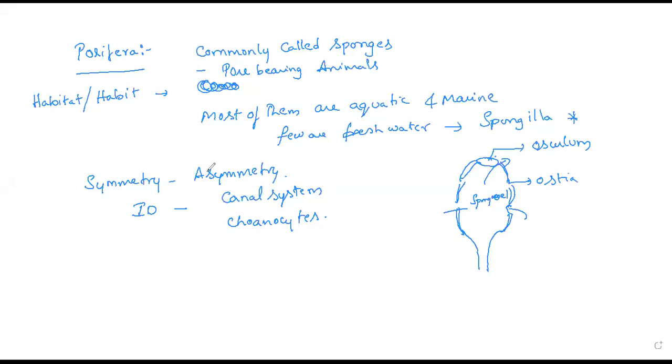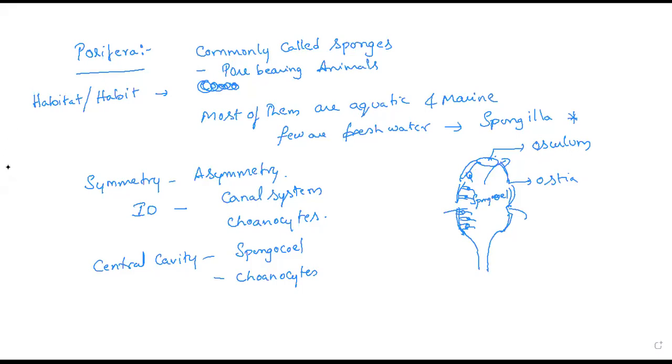There are many ostia but the osculum is only one. Ostia allow water inside the spongocoel, and the osculum is the exit of water. The central cavity of sponges is called the spongocoel. The spongocoel is lined by choanocytes. Like this, the flagellated cells are present inside. They are called collar cells or choanocytes.